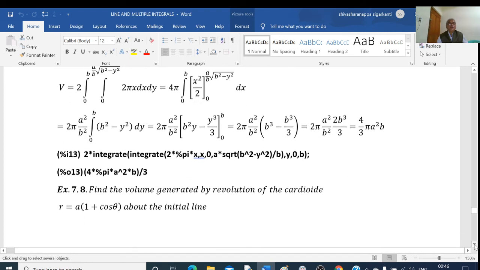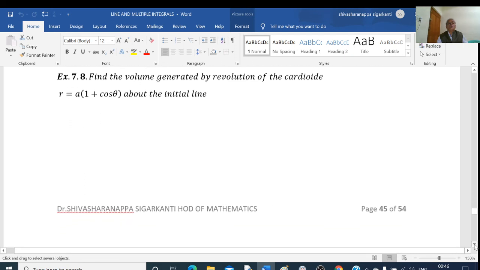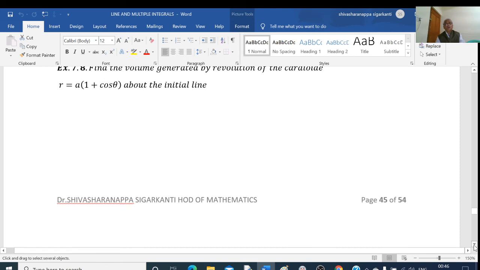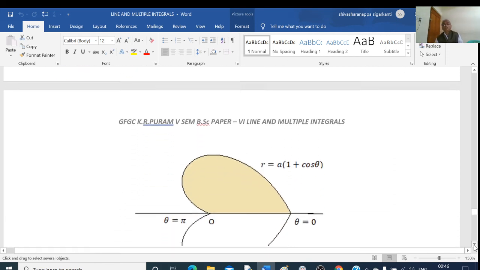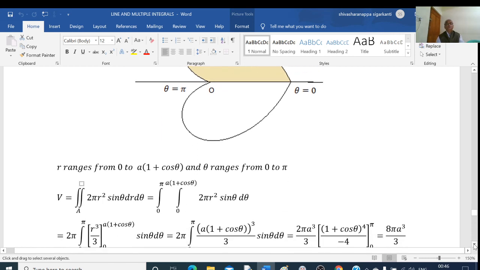Next, one more example. Find the volume generated by revolution of the cardioid r equal to a into 1 plus cos theta about the initial line. This is in polar form. In polar form, we have the formula. So this is my cardioid. This is rotating around its initial line. Then the formula is given to find the volume.